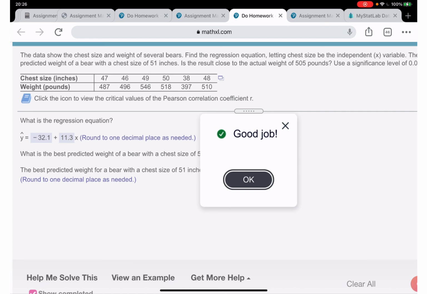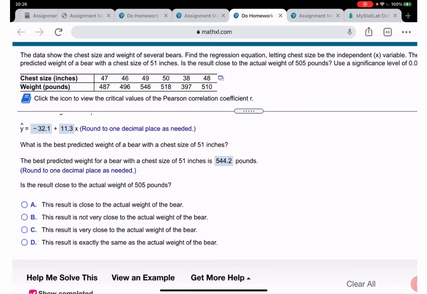Okay, good job. So there indeed was something wrong with that math there. And the result, is it close to the actual 505 pounds? Well, 505 and 544, I would say they are not close. So the result is not very close to the actual weight of the bear. Everywhere it says very close, close, or exactly, none of them will fit, so it's not close.